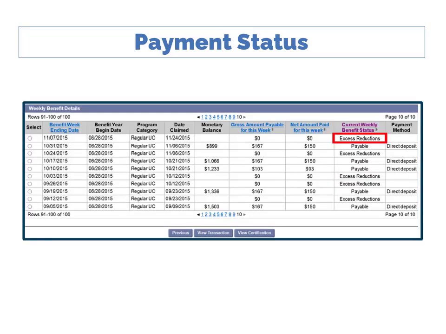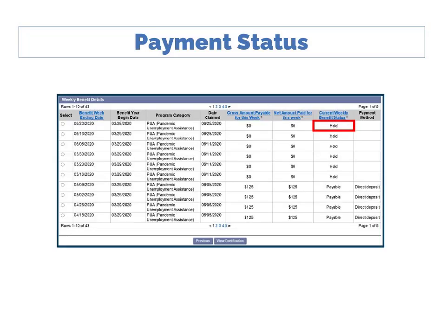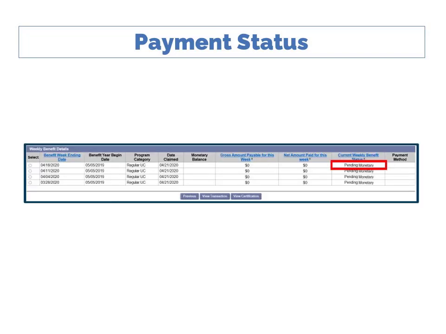If the status says excess reductions, it means that during the request for benefits payment process, you indicated that you earned more money than your weekly benefit claim amount for that week. If the status says hold, it means benefit payments are being held until the claim has been reviewed by the reemployment assistance team. If the status says pending monetary, it means that a monetary determination is pending on your claim.